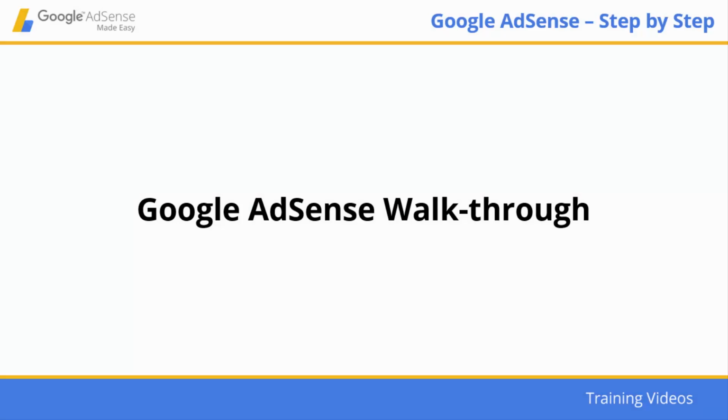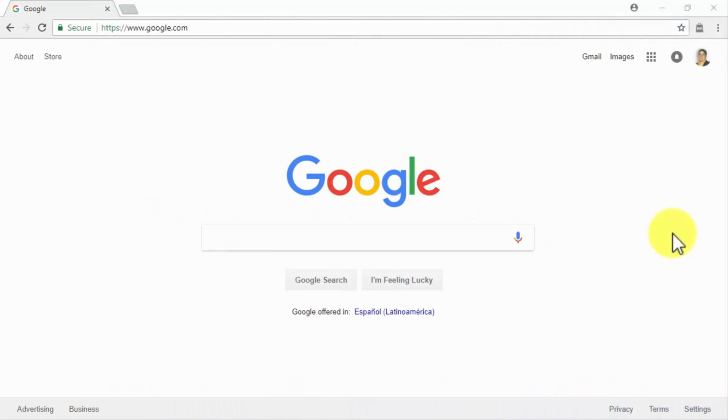Google AdSense Walkthrough. Hey there everyone! We showed you how to create and activate your own AdSense account in our previous video. And the good news is that relevant ads will start to appear on your site right after Google activates your AdSense account, which doesn't mean that you should just set it and forget about it.